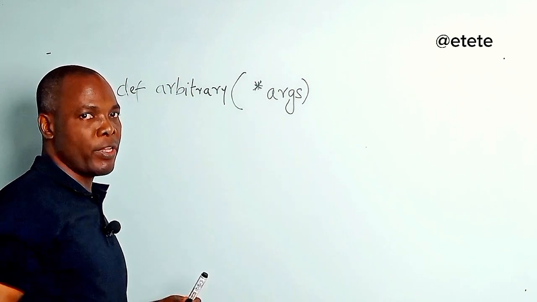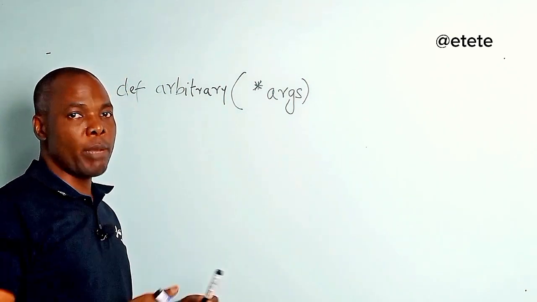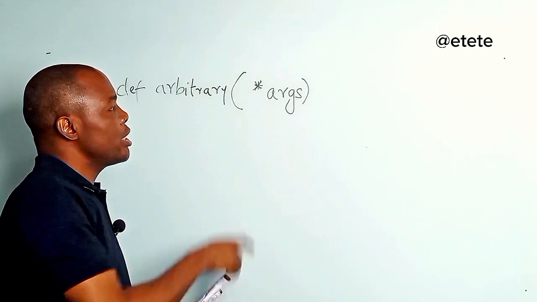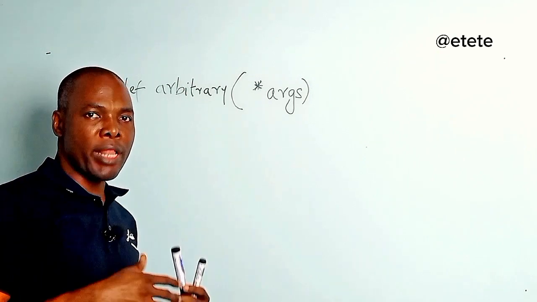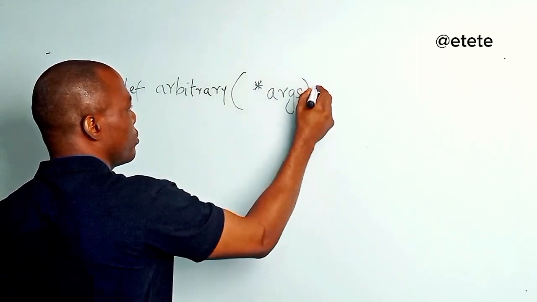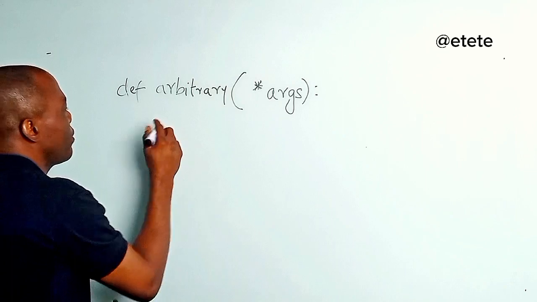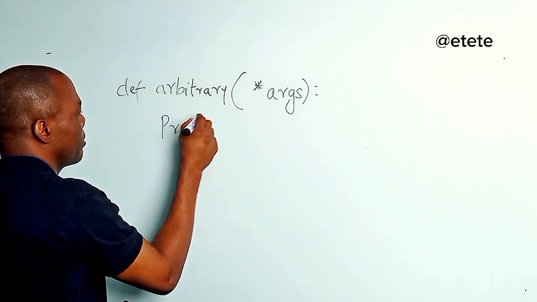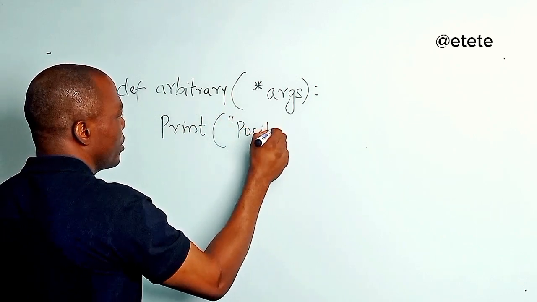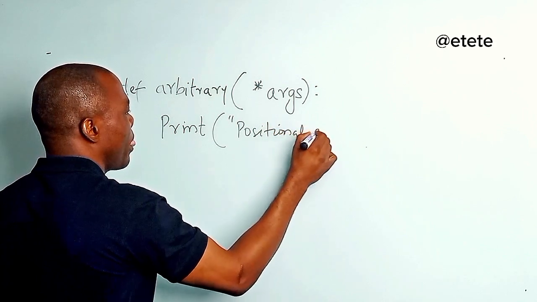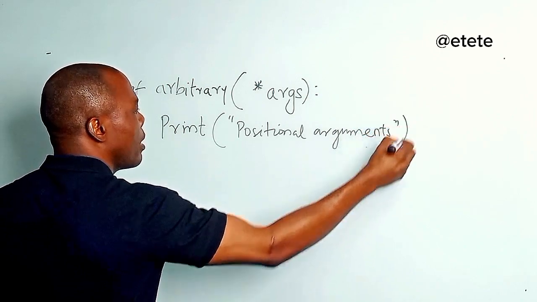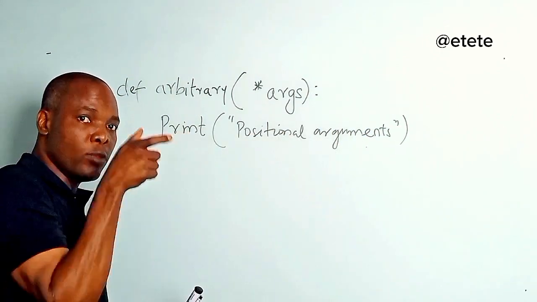Now this is just a convention, so you can put any name there. I can put a theta there. I can put anything. But with this asterisk sign here, it means that I'm telling this function that I will supply more than just one argument to it. So that is what this is. Now inside my function, I will say print positional argument. That is just what I want to print as the header.